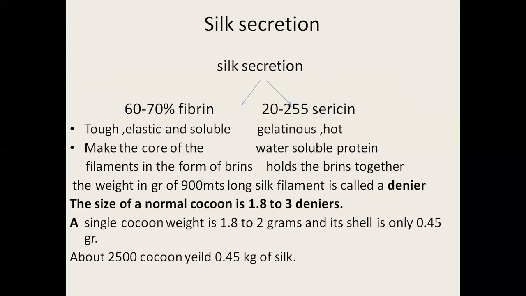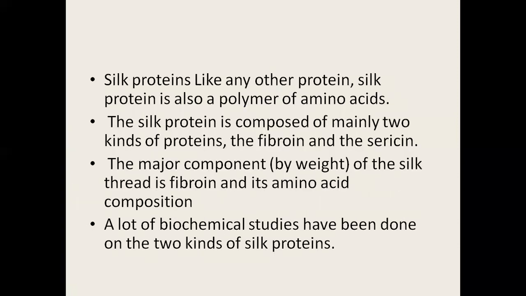So this is the structure of the silk gland. Silk proteins are like other proteins. Proteins are also polymers of amino acids. Silk protein is composed of mainly two kinds of proteins, fibroin and sericin. The major component of silk thread is fibroin, and its amino acid composition is also important.